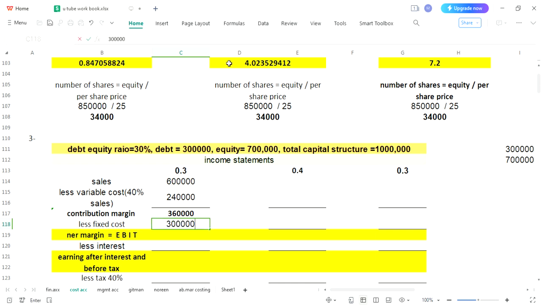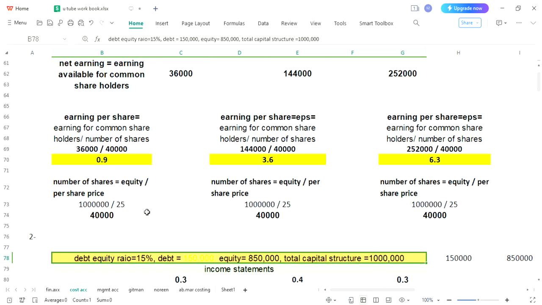as our fixed cost, after which we are open to calculate EBIT, earning before interest and tax, by subtracting fixed cost from contribution margin. 3,60,000 is your contribution margin, and you will subtract fixed cost, which is 3 lakh. So we have got earning before interest and tax, after which we will calculate the amount of interest, for which we will go to the third option.